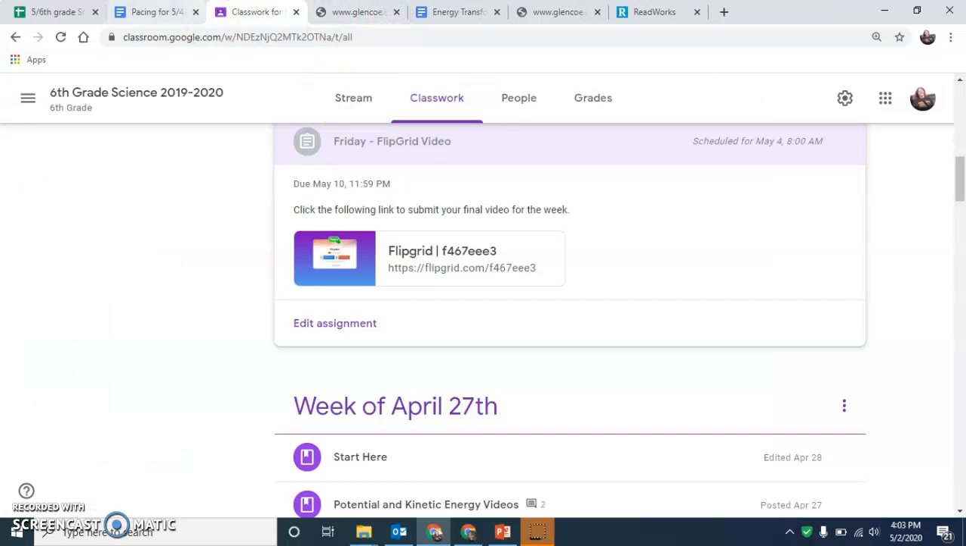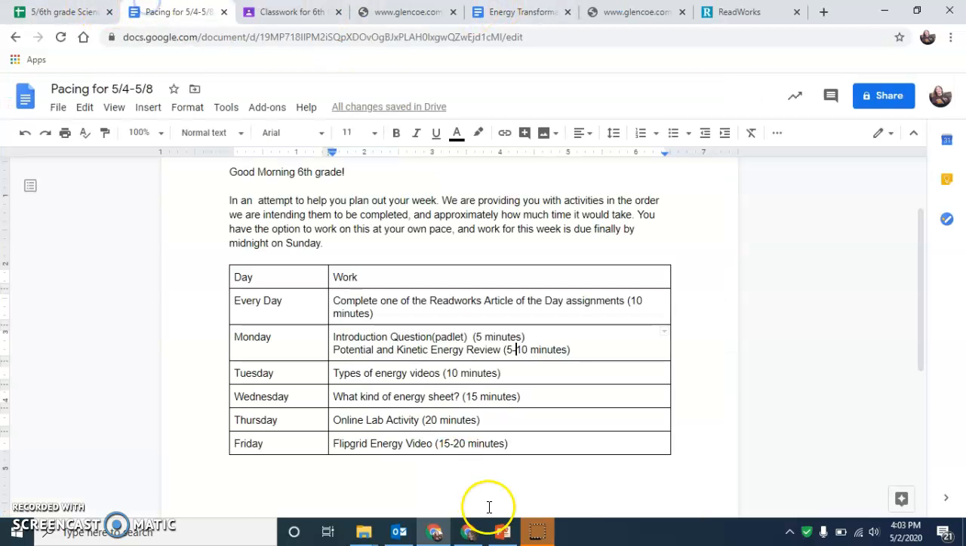You're just going to press the plus sign to record a response, and it will prompt you to create a video. At the end of this week, when you submit on Friday, you will be done for the week. Granted, we are not going to count it late so long as it is due by Sunday. So, work on this at your own pace.